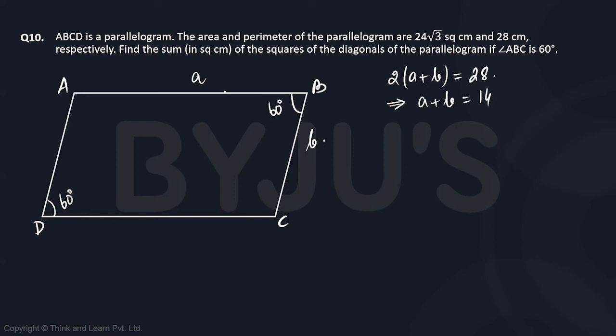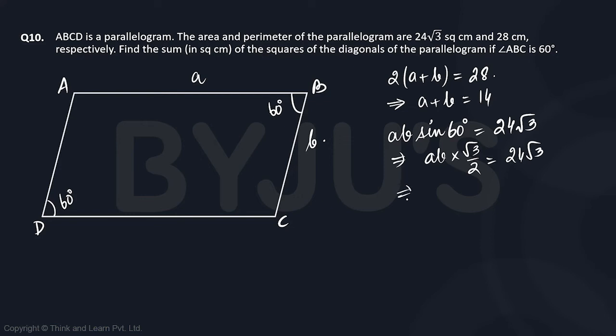And we can calculate the area of a parallelogram if the two sides are given, adjacent sides, and the angle between them as AB sine theta. So AB sine 60 degrees is given as 24 root 3. Sine 60 degrees is root 3 upon 2, so root 3 gets cancelled out, and we'll have AB equal to 48. So the sum of two numbers is 14 and their product is 48. It's going to be 6 and 8.